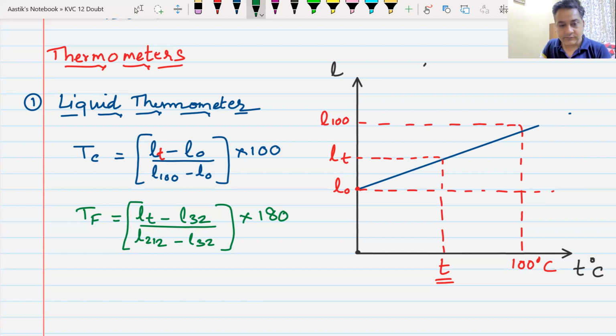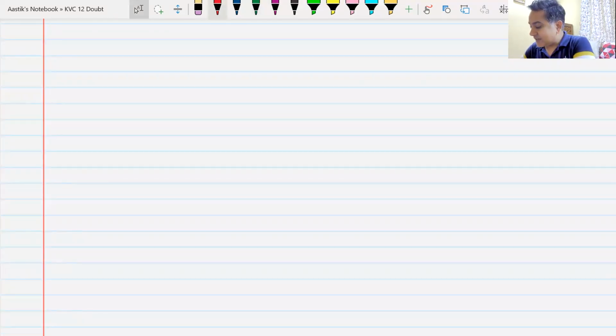Yes, sir. Remember this diagram, because this diagram may come in your examination hall, and then you should not be found wanting. Have you written this? Yes or no? Yes, sir. That takes us to the next type of thermometer.